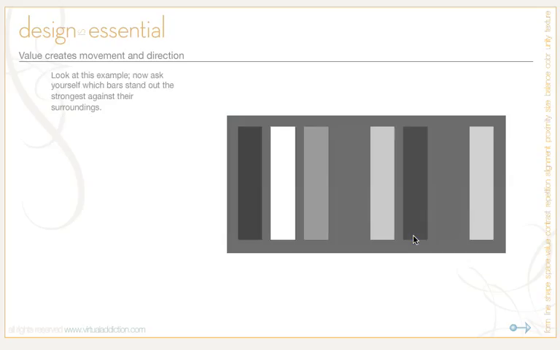If we look at the next example that I've made, I want you to ask yourself which bars stand out the strongest against their surroundings. Actually, my mouse shouldn't have been over there. I let the surprise go. Let's take a look though. Both the black and white bars have equal contrast against the bright middle value colors.